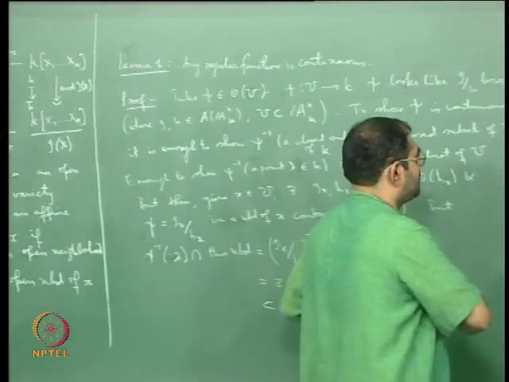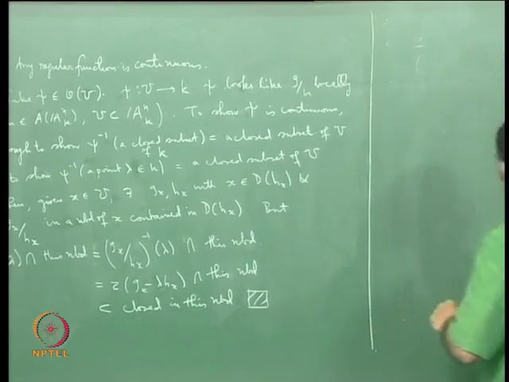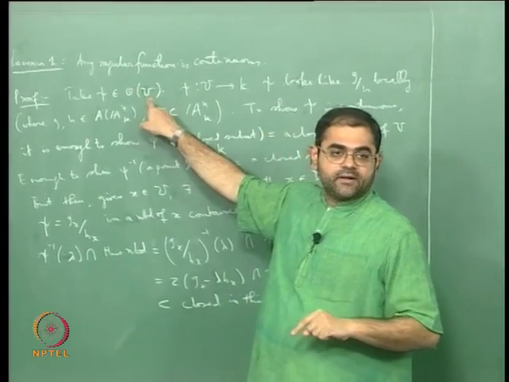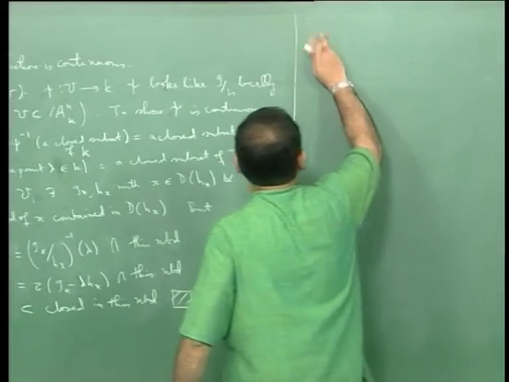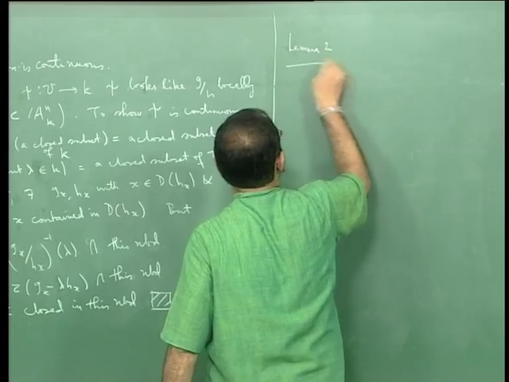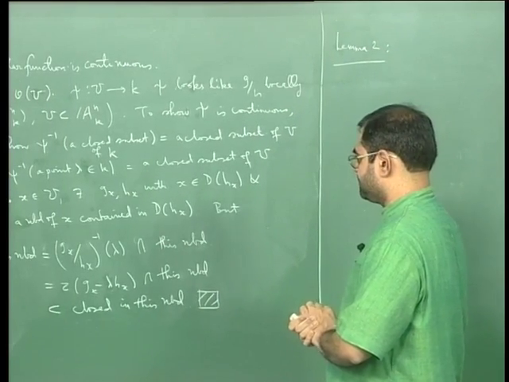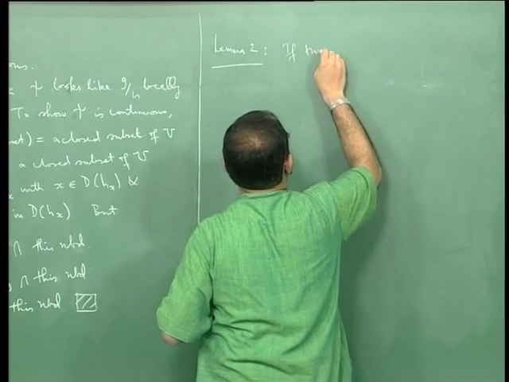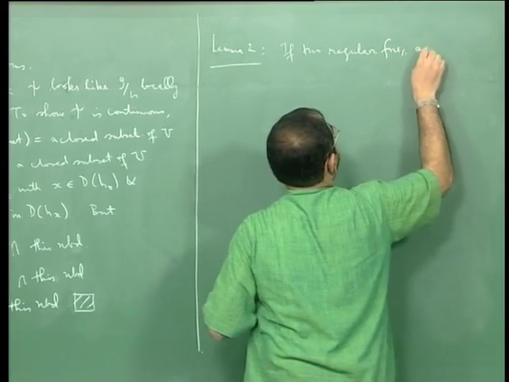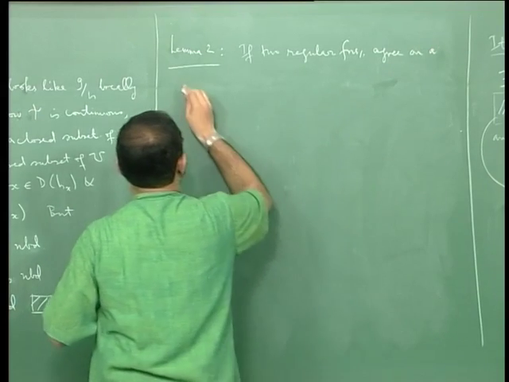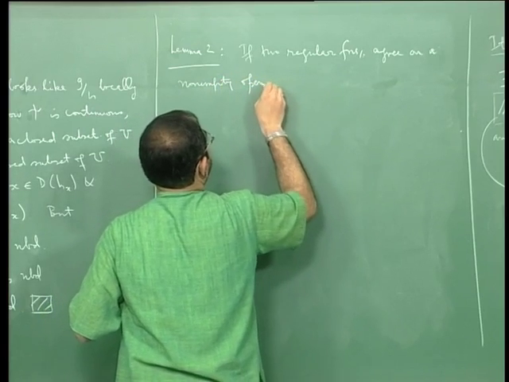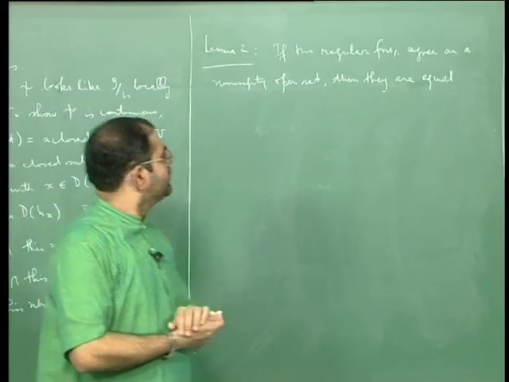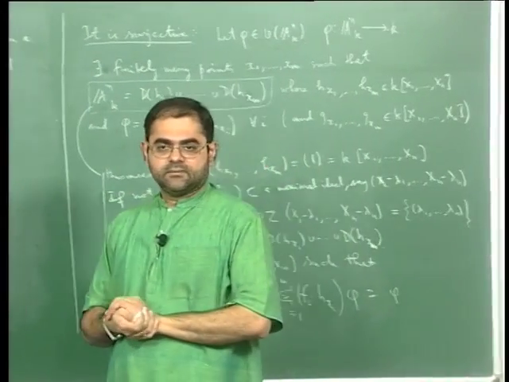Now let me prove another lemma, which is the lemma that I want to apply there. Of course, I'm looking at regular functions on either an affine variety or a quasi-affine variety, mind you. Okay, so here is lemma 2. In fact, if two regular functions agree on a non-empty open subset, then they are equal. If you have two regular functions that are equal on a non-empty open subset, then they are equal everywhere.